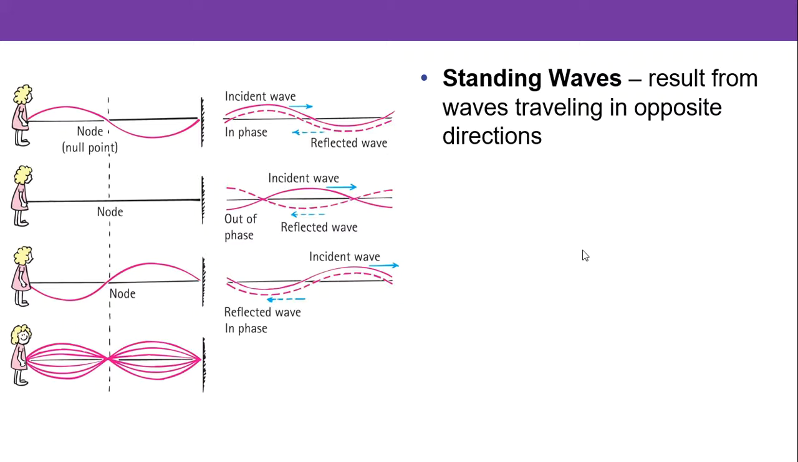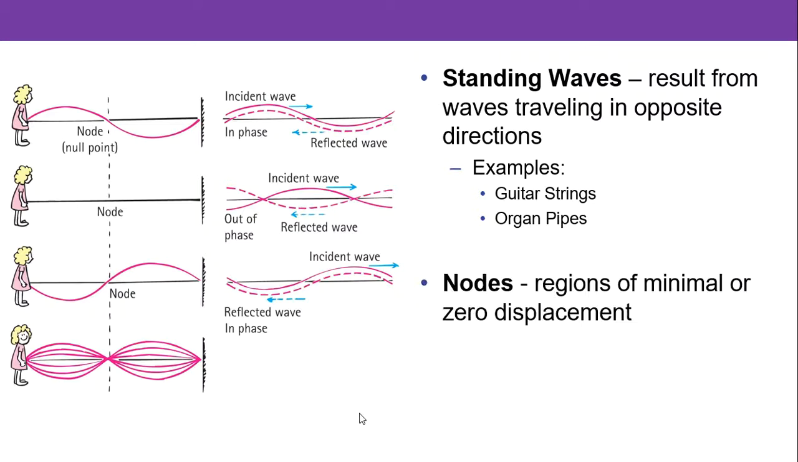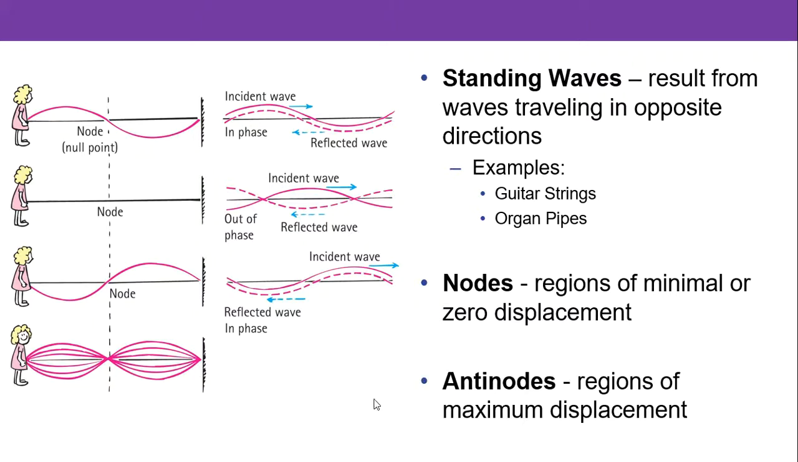So a standing wave, the definition, results from waves traveling in opposite directions and constructively and destructively interfering with one another. We have examples with guitar strings and organ pipes, so they happen with both transverse and longitudinal waves. And also, don't forget that the definition of nodes is where you have zero amplitude. So this really has three nodes, one here, there, and there. An antinode is a region where you have maximum displacement. So there's one antinode here and one antinode there.